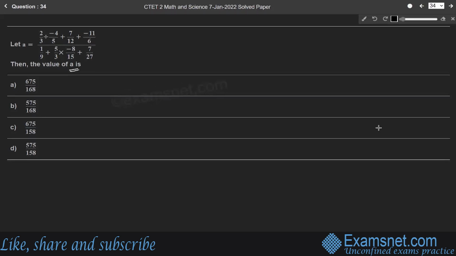Here, let us solve the numerator and denominator separately using the BODMAS rule. BODMAS rule: bracket, of, division, multiplication, addition and subtraction. So this is the order of operations, right? First let us solve brackets. There is no bracket here. So of, division first. So the division part is there, then multiplication, then addition, then subtraction. We have to solve the numerator and denominator separately.